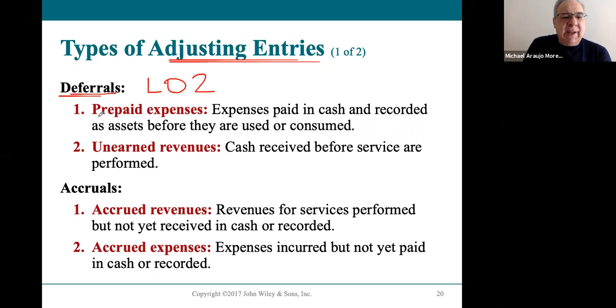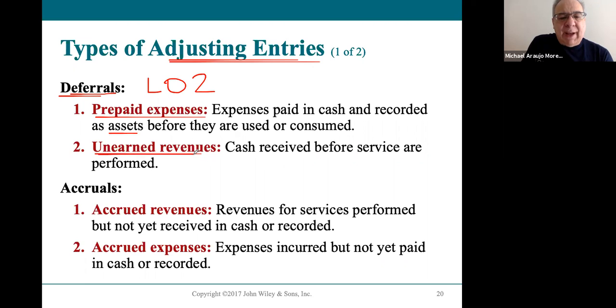And deferrals basically are assets that turn into expenses once we use them, and liabilities that once we do the work, we earn it. So specifically, prepaid expenses are assets like, say, supplies. When you buy supplies, they're an asset. They're a current asset, as you remember. But after we use those supplies, we can expense what we've used. It becomes a supplies expense. So that's an example of a prepaid expense, or an asset that turns into an expense.